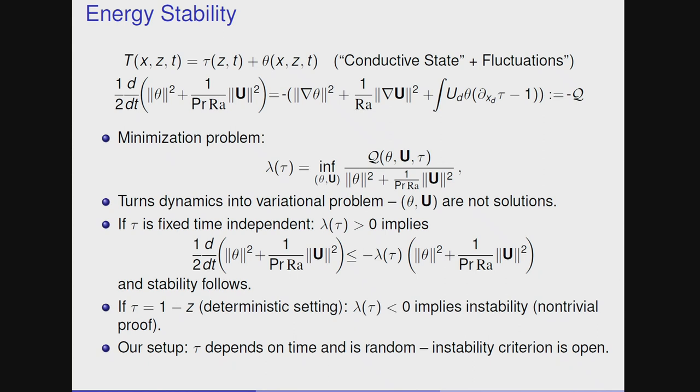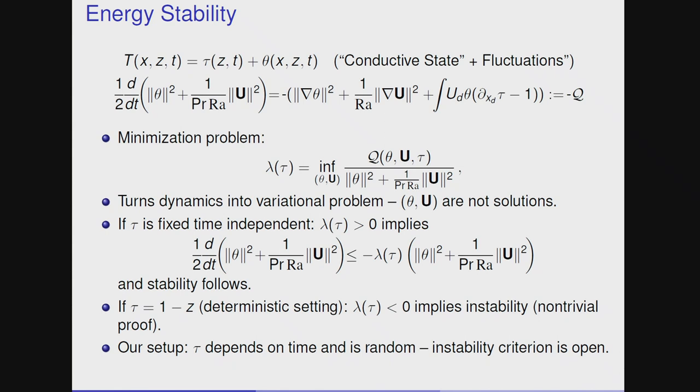If you write down the equation for the fluctuations, it's rather trivial, and use energy estimates. You just multiply the first equation by U, the second equation by theta. Then you get this equality. So now this is getting interesting. You have one half of the derivative of the L2 norm of theta squared, the fluctuations, plus 1 over Prandtl-Rayleigh, those are some parameters, times the L2 norm of U squared, which is equal to minus the gradient of theta squared plus the gradient of U squared with parameter Rayleigh. And then there is a nonlinear term: plus the integral of U_d, that's the d component, times theta, the derivative with respect to x_d of tau minus 1, this is the integral over the domain D.